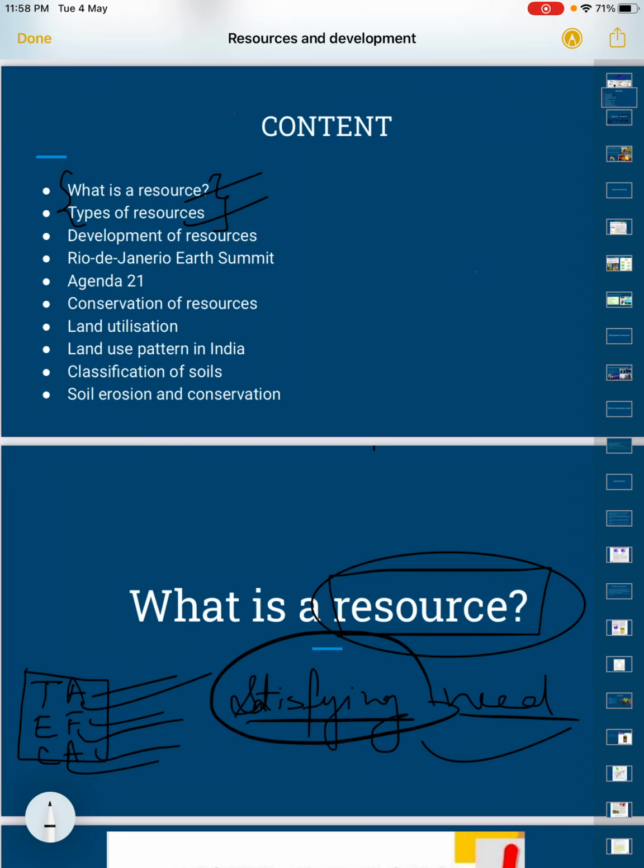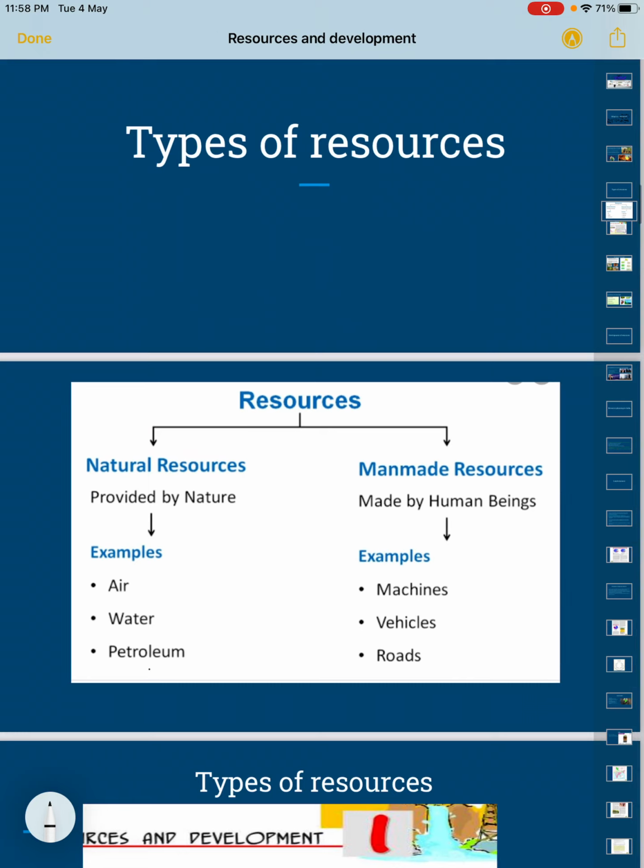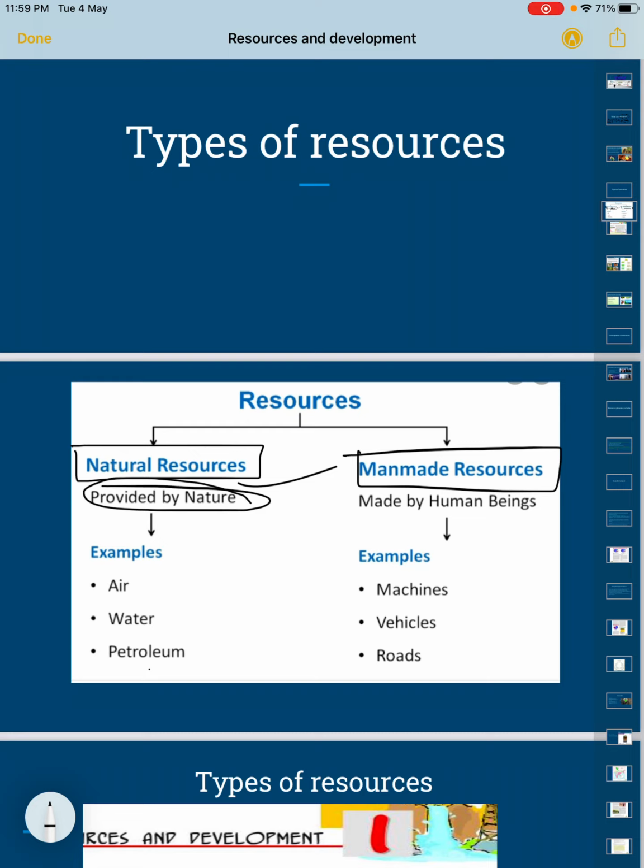Now we will be moving on to the types of resources. If I classify resources, majorly I will be classifying them into natural and man-made, and we all know about this. Natural resources are provided by nature. So examples here are water, air, petroleum, minerals, metals. All kinds of raw material we get in nature are known as natural resources.